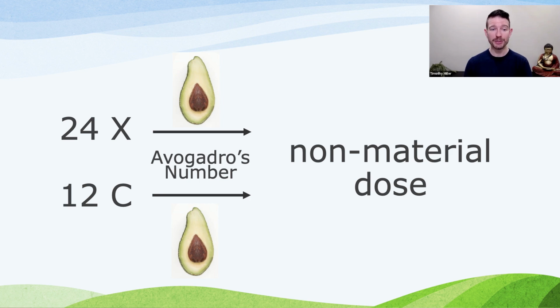Now this number is a special number. It's called Avogadro's number. And this is just a chemistry thing, which after Avogadro's number, there's actually no physical substance left. The way that I like to remember it is the avocado number. So beyond Avogadro's number, we're looking at a non-material dose, and that's beyond 24x and that's beyond 12C. So 12C, 30C, 200C, 1M, 10M, all of those, there's no physical substance present. It's just the imprint of the remedy in the medicine.